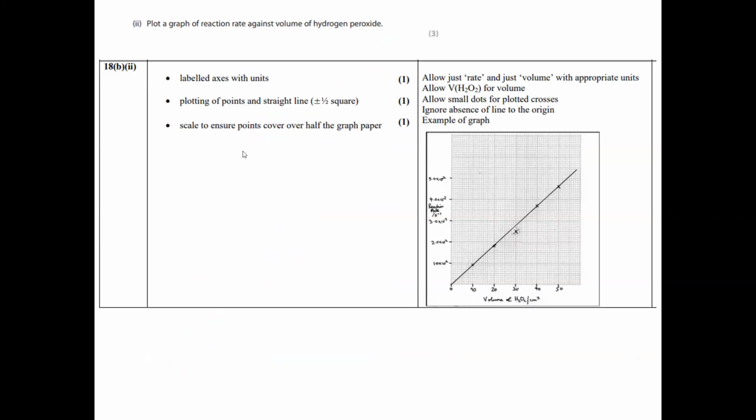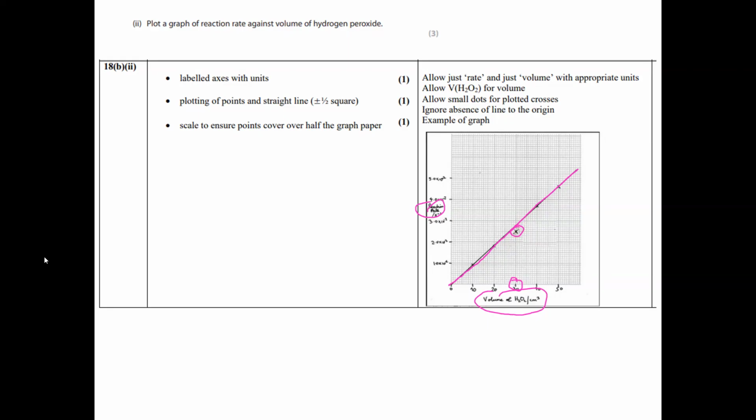Plot a graph of reaction rate against volume of hydrogen peroxide. When you plot the graph, here we have reaction rate, here we have volume of hydrogen peroxide. It should be a straight line which goes to the origin, and there will be one point that is an outlier. Volume of H2O2, when it is 30 cubic centimeters, there will be an outlier.